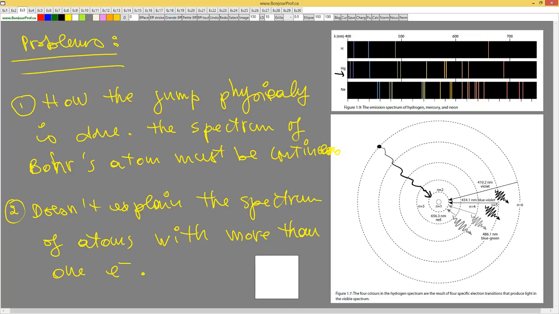So I'm going to stop here. You have to understand very well the two models that we studied here, but specifically Bohr's model. In the next video, I'm going to show how physicists solved Bohr's problems. Okay, bye.